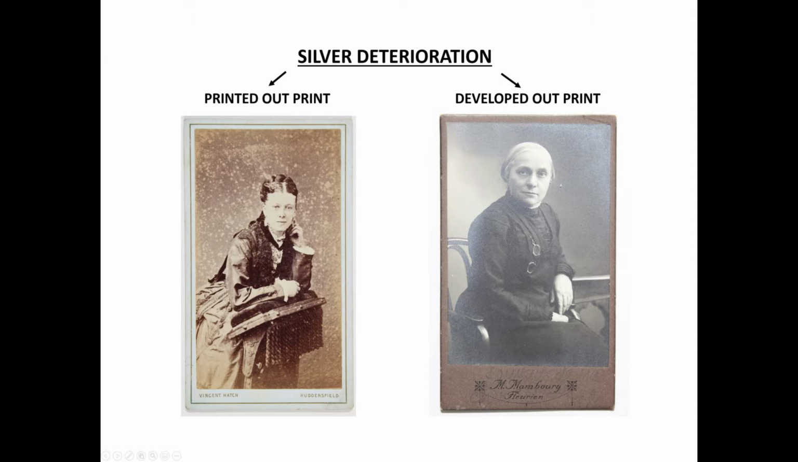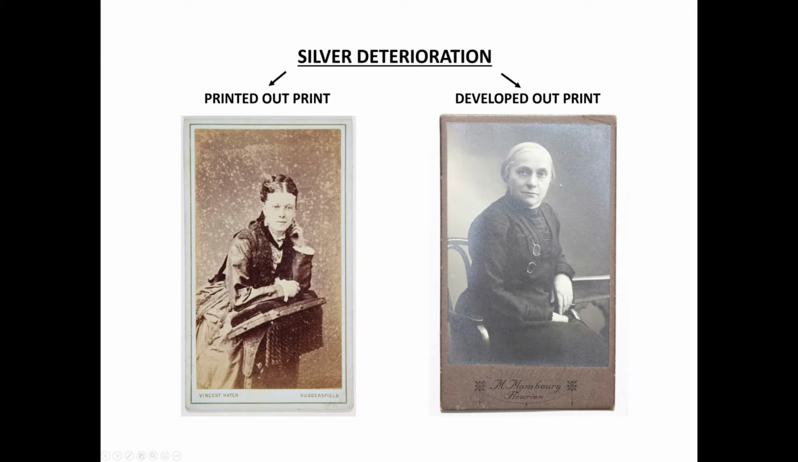Deterioration-wise, you see a variety of phenomena such as noticeable fading and loss of detail in the highlights of printed out prints, and you can see that in the face of the woman on the left. This is so common it can often be used as a means of identification.